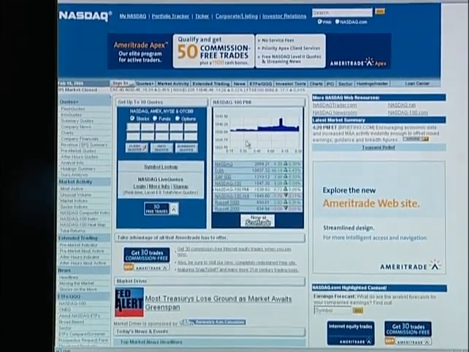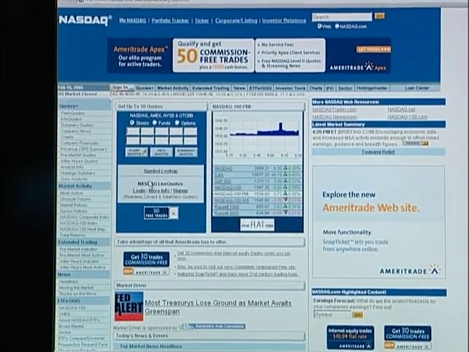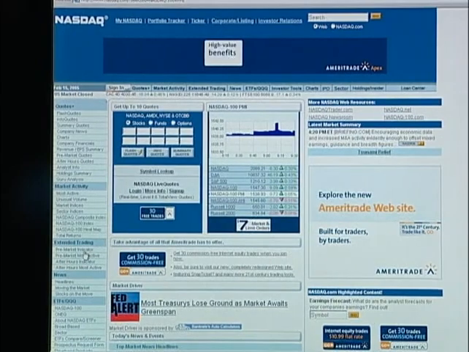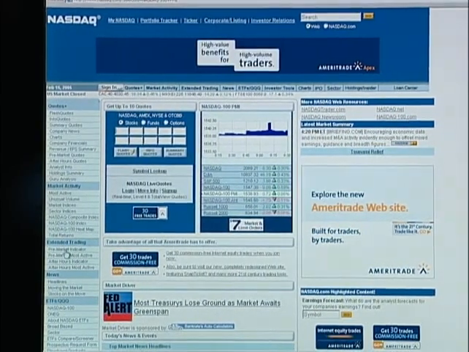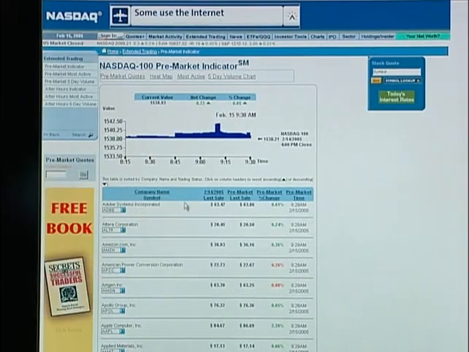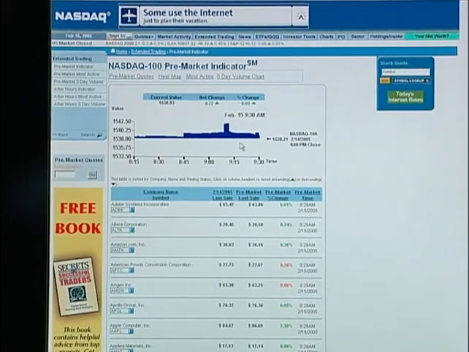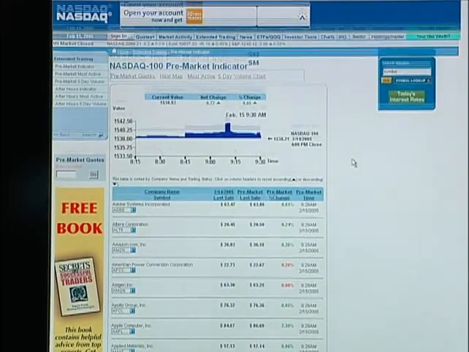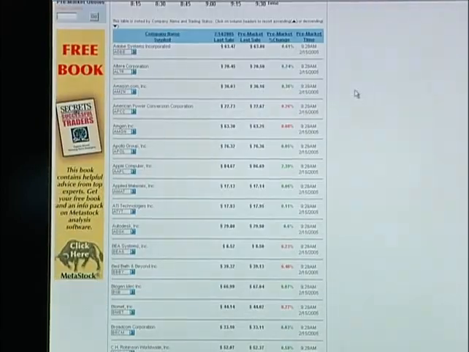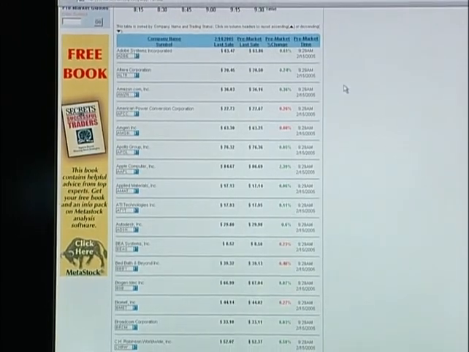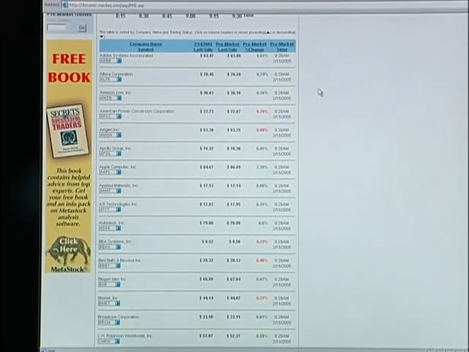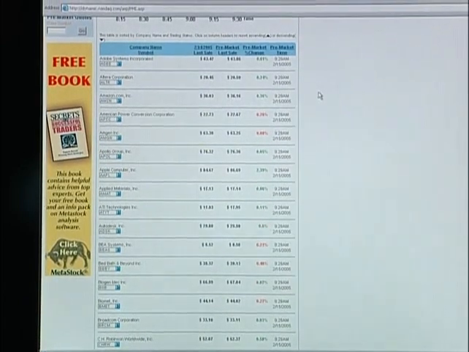Now let's look into this in a little bit more depth. If you come over here to the left-hand side, you'll see extended trading, and there's the pre-market indicator. Let's just have a look at the different stocks that are in there. And again, here's that same little graph, almost looks like a submarine or a sailing ship or something, that we were looking at. But right below it are all the different stocks in the NASDAQ 100 that had some opening gap up pressure or down pressure, as you can see by percentage.